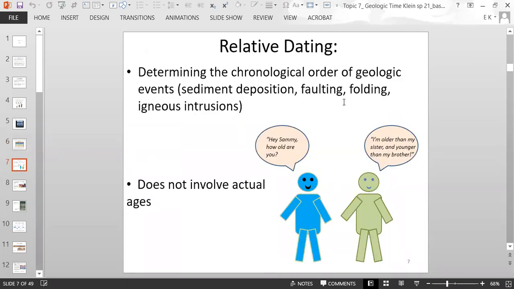So relative dating involves determining the chronological order of geologic events. Again, these events could be sediment deposition, faulting, folding, igneous intrusions, things like that. It does not involve actual ages though.